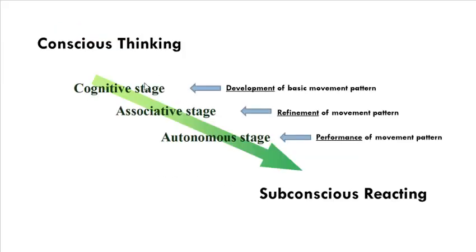So this is the stage of what we're looking at, and this is what it looks like visually. What you're really trying to do ultimately is get more of that conscious thinking and drive it down into the subconscious mind. That's the game plan, right? So you're going from this cognitive stage to that associative stage, that practice, that refinement of movement, and then now you can focus on performance.